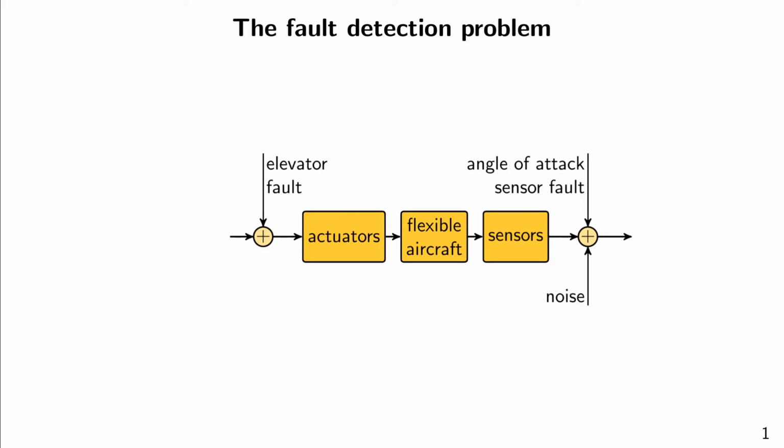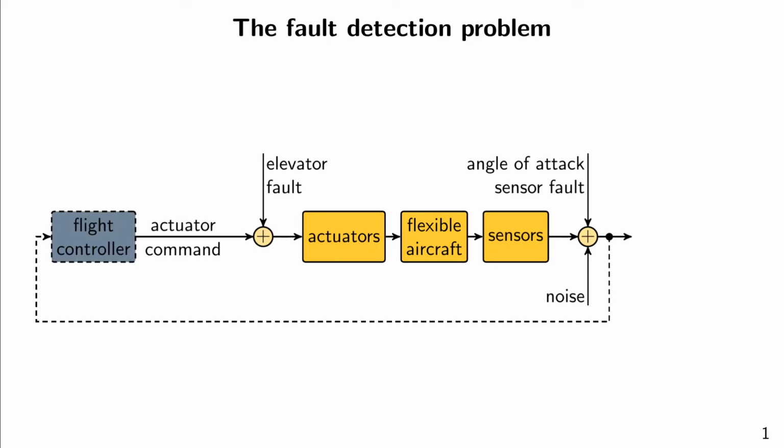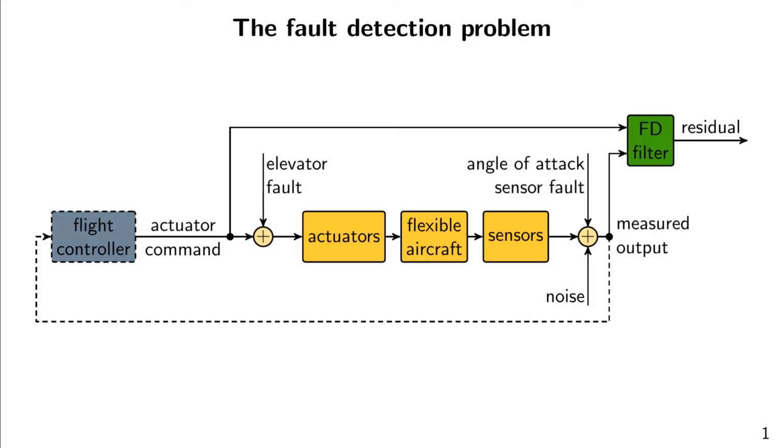We assume that the aircraft operates in closed-loop control, but the actual controller is not part of this discussion. Using the values of the actuator commands, the measured outputs, and the model of the aircraft, we want to design a filter that calculates an estimate of the fault signal. This estimate is usually called a residual.